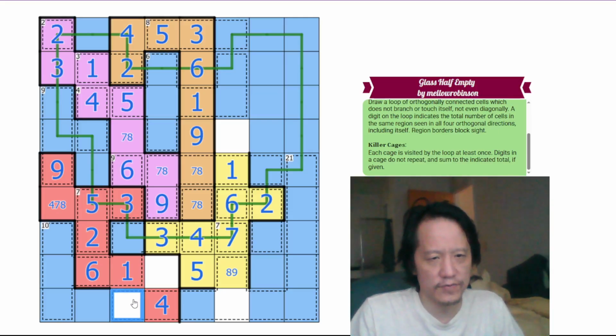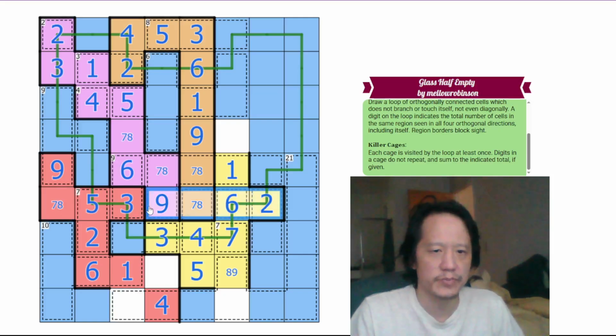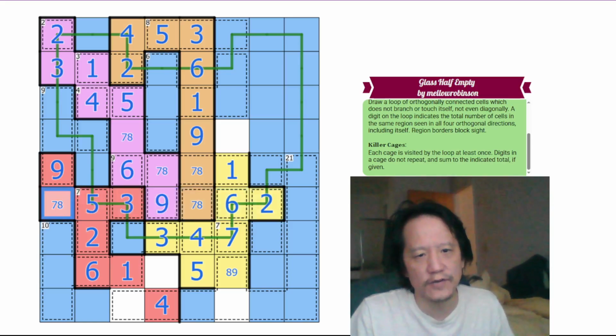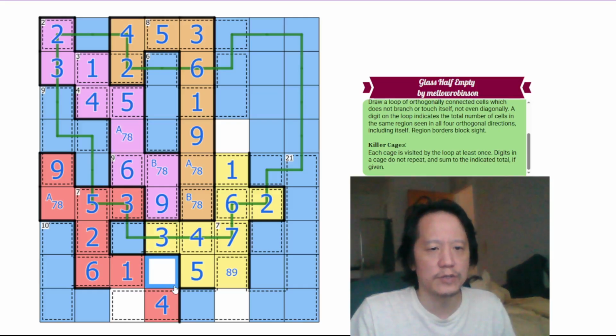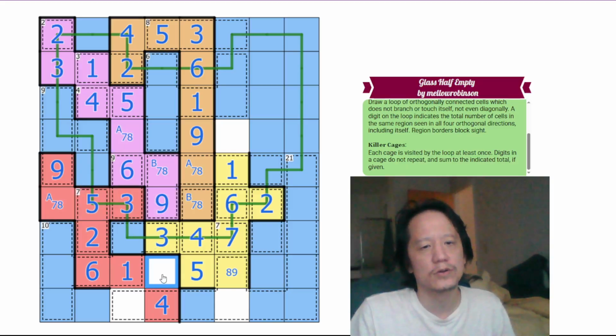So this cannot be 4. It's 7, 8 as a pair. Okay, so these have to be the same digit. So this is A here. This is B, which makes this A, which makes this B, which makes this A. B cannot be here, right? So A, B, A, B, A. B cannot be here. So this cannot be the other red. This has to be the red.